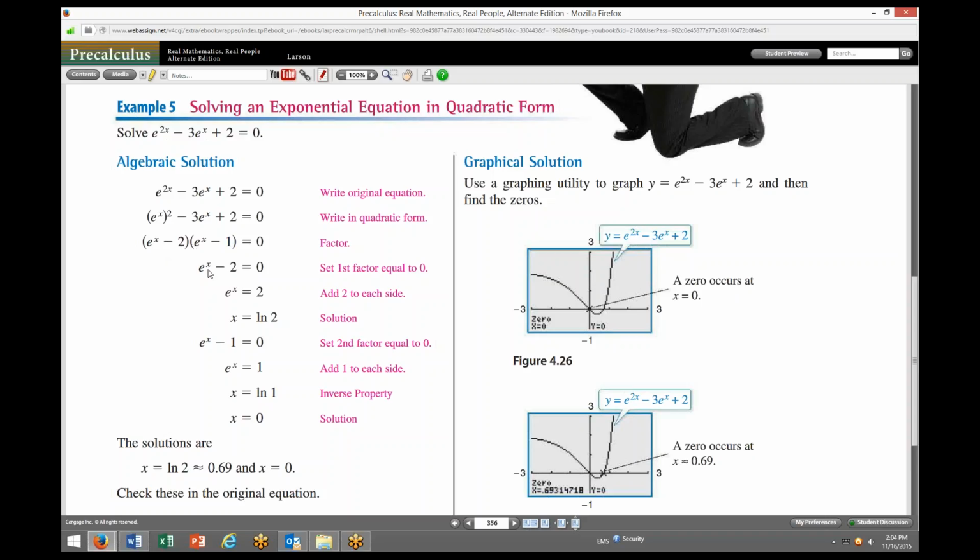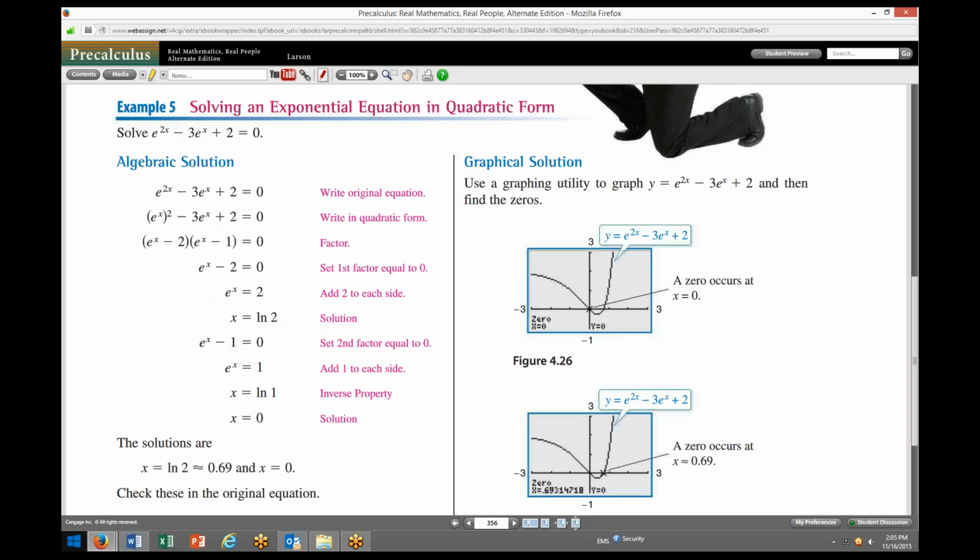So setting each parentheses one at a time to 0, e to the x minus 2 equals 0, add 2 to both sides, we get e to the x equals 2. Or the other one, e to the x minus 1 equals 0, add 1 to both sides, we get e to the x equals 1. Getting these two equations then, e to the x equals 2 and e to the x equals 1, leaves us two rather simple little equations that we have to solve by the methods of this section.